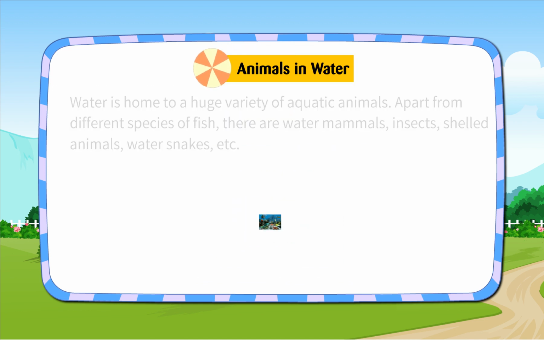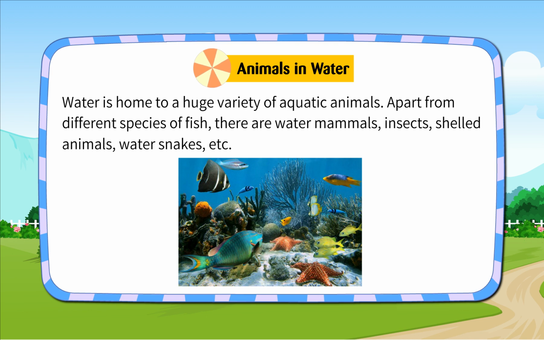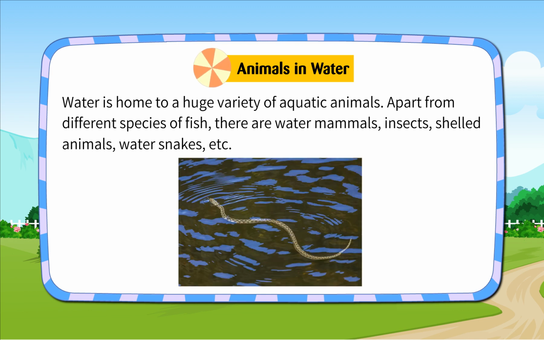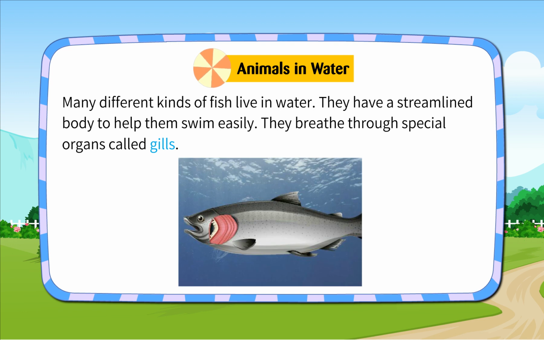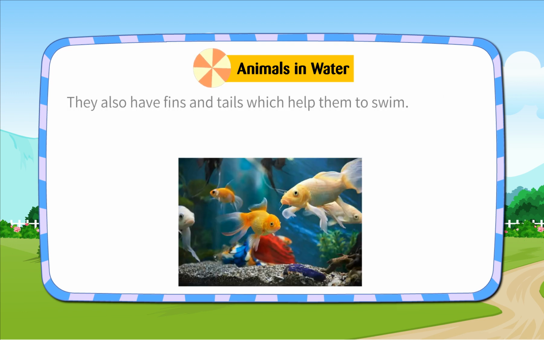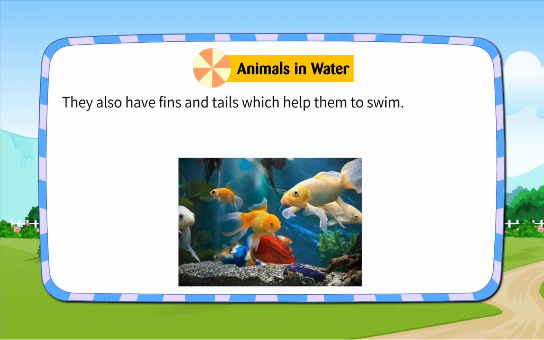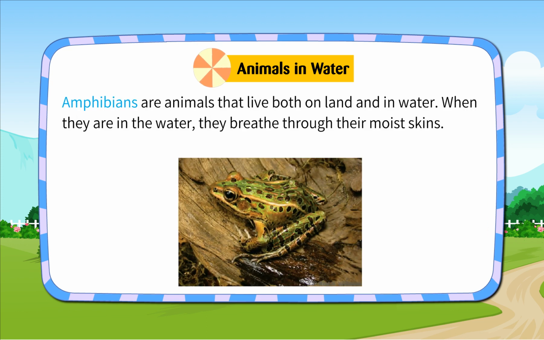Animals in water. Water is home to a huge variety of aquatic animals. Apart from different species of fish, there are water mammals, insects, shelled animals, water snakes, etc. Many different kinds of fish live in water. They have a streamlined body to help them swim easily. They breathe through special organs called gills. They also have fins and tails which help them to swim.